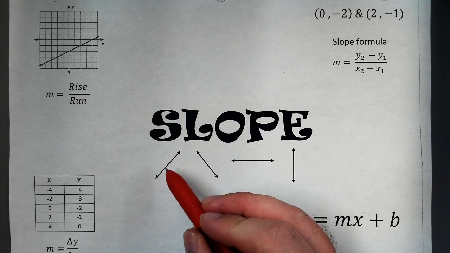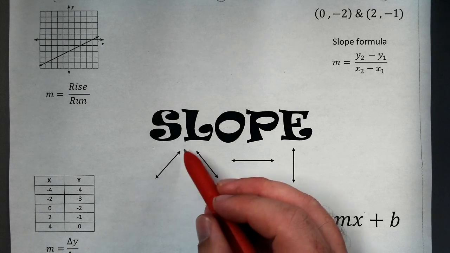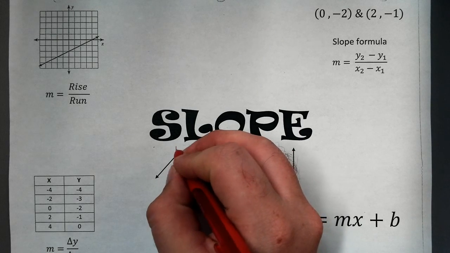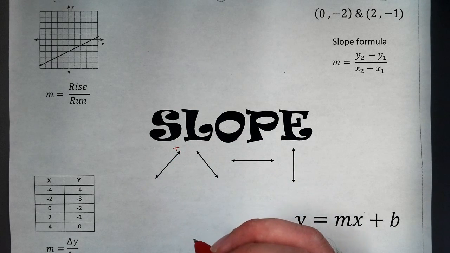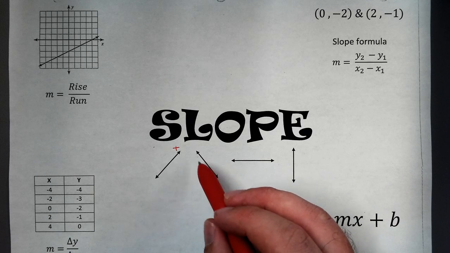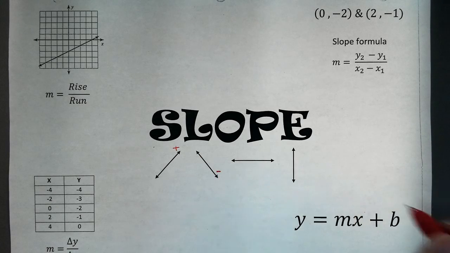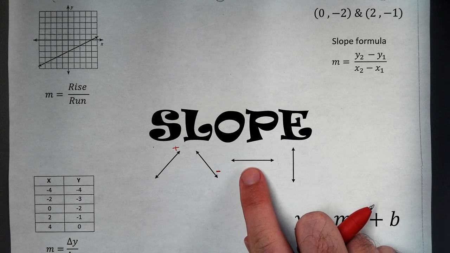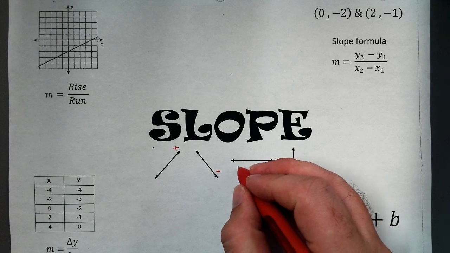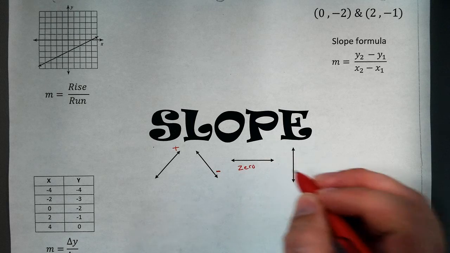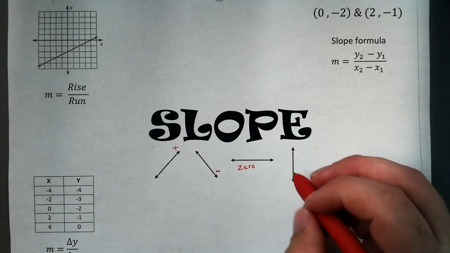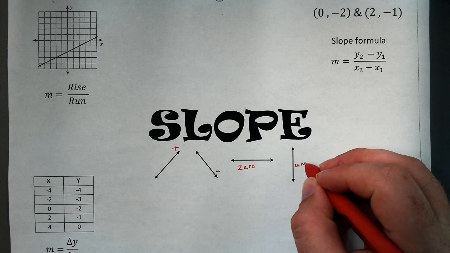Any line that goes from low to high and it's increasing left to right is going to be a positive slope. Any line that's decreasing left to right is going to be a negative slope. All horizontal lines have a slope of 0, and all vertical lines have a slope of undefined.